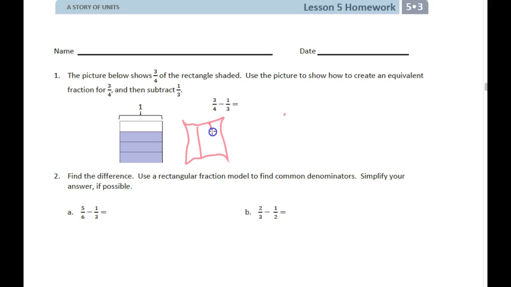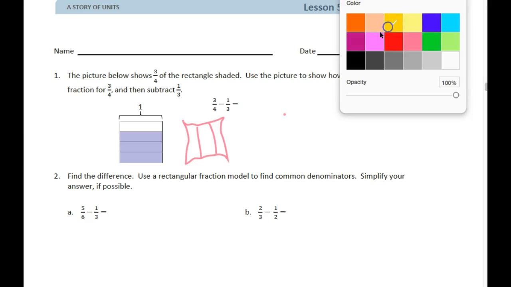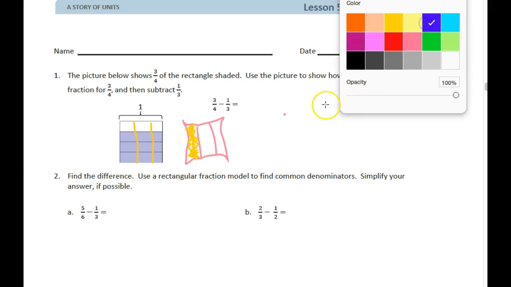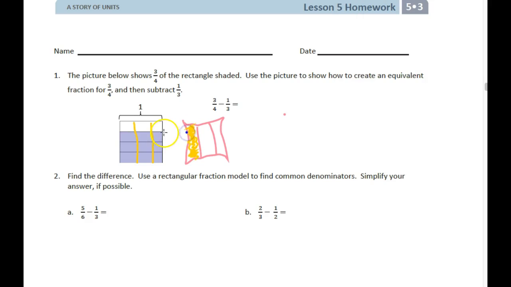So let's make this one into thirds like we've been doing, and we will color it in so we get a difference. So if that much is 1/3, and that's how much we're going to be taking away. So let's make this one also into thirds. And we'll make this one into fourths, so we can compare here. Those lines are going to continue on over, straight across. So it starts here and then continues on over.